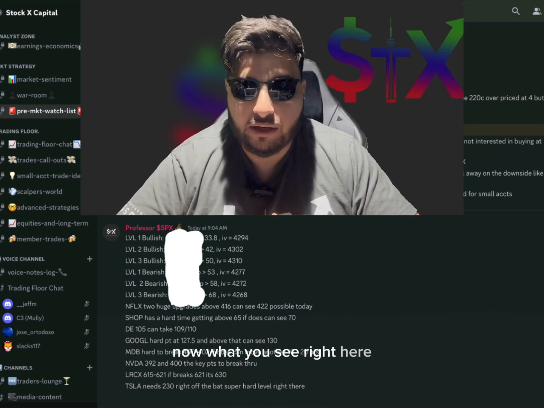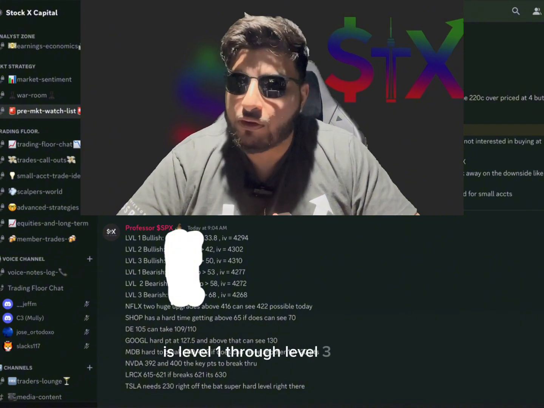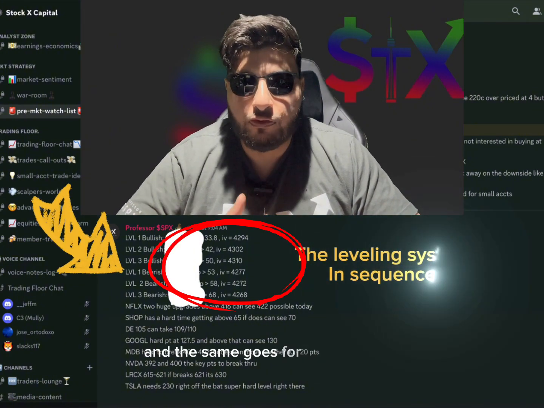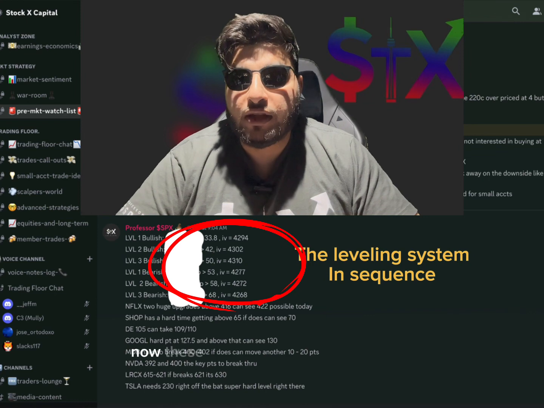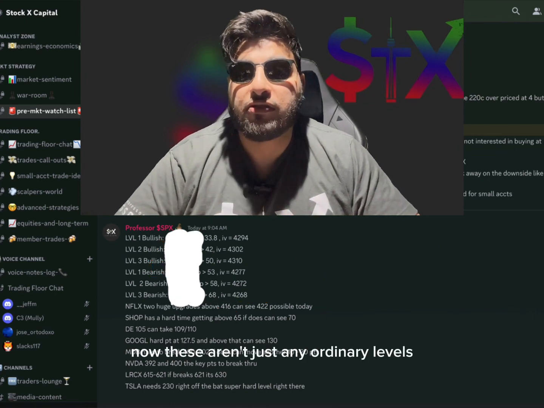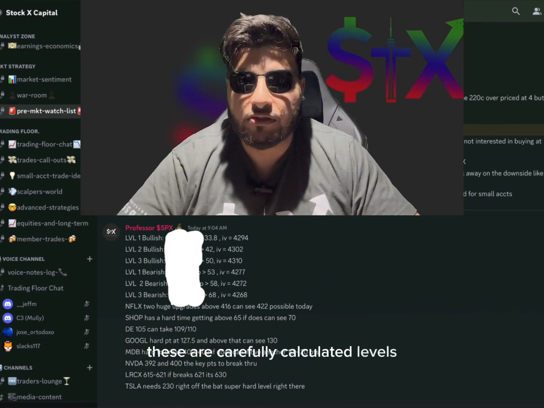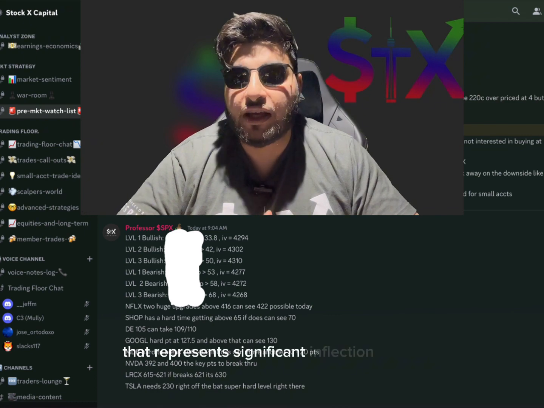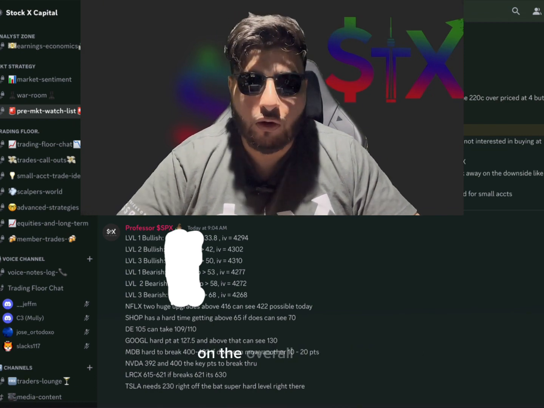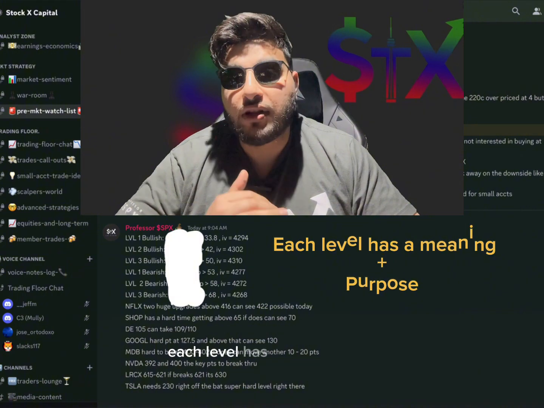Now, what you see right here is level 1 through level 3 bullish, and the same goes for the downside. Now, these aren't just any ordinary levels. These are carefully calculated levels that represent significant inflection points on the overall market. Okay, each level has a meaning to it.